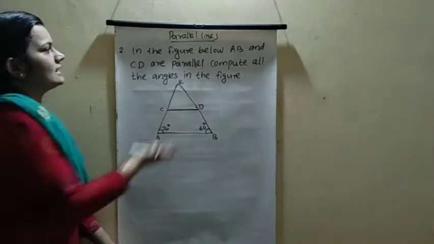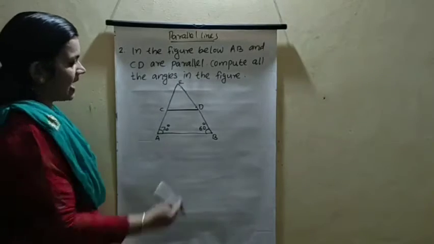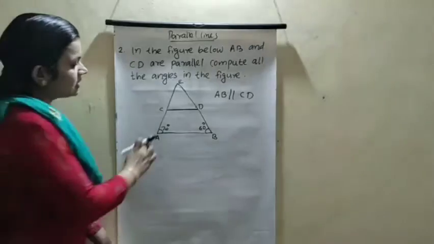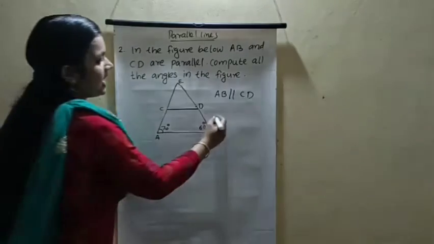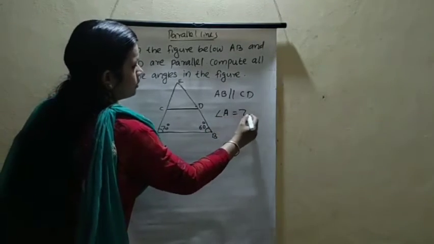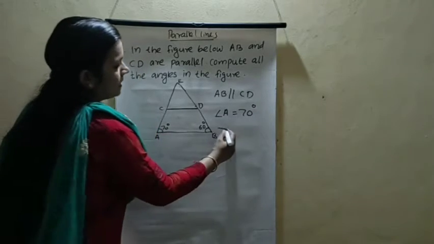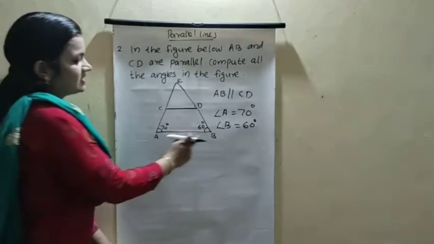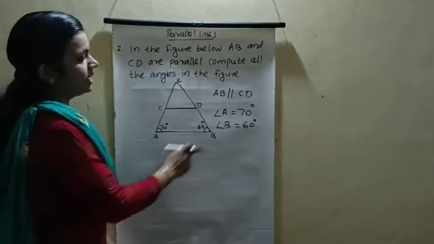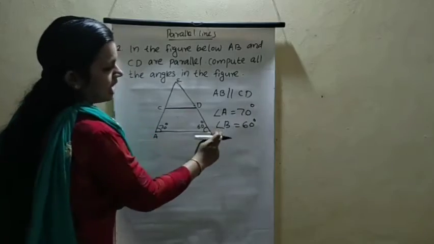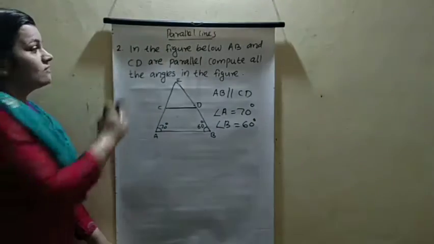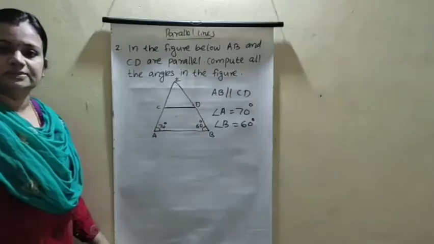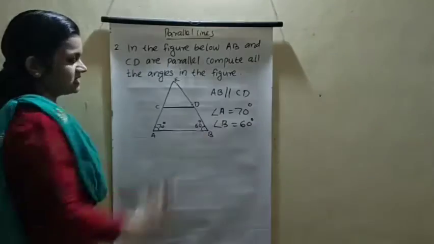We are already given that AB and CD are parallel. Then two measures are given. Angle A is equal to 70 degrees. Angle B is equal to 60 degrees. We compute all the angles. We want to find all the angles in this figure, with only two measurements given.